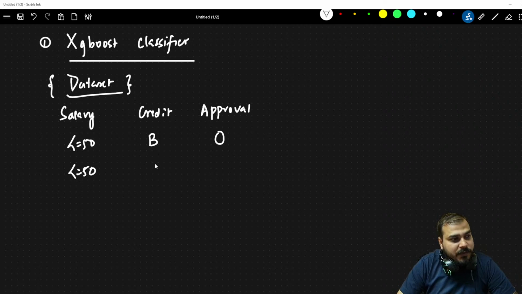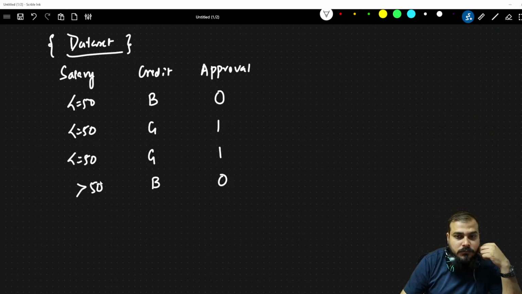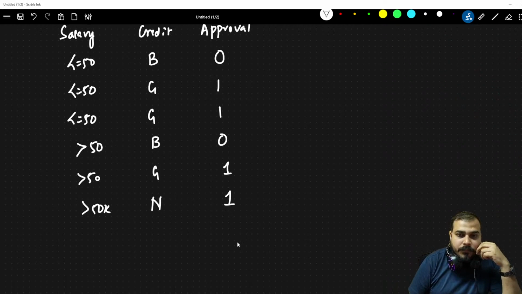If it is less than or equal to 50 and the credit score is good, then approval will be 1. If it is less than or equal to 50 and it is good again, then it is going to get 1. If it is greater than 50 and it is bad, then obviously approval will be 0. If it is greater than 50 and it is good, we are going to get 1. If it is greater than 50k and it is normal, then also we are going to get 1.